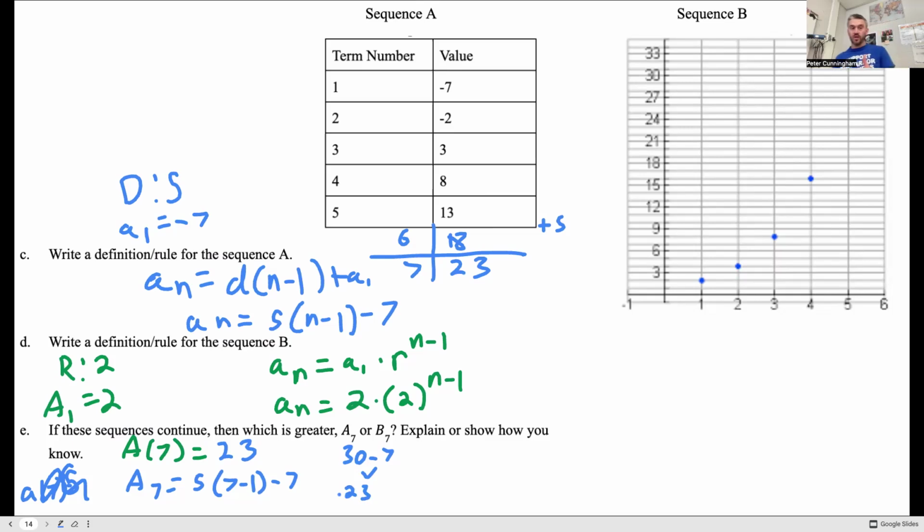So you could use the formula, or you could just simply build on what you've already done on the table. If you're just going from the 5th term to the 7th term, I'd probably just use the table. We did the 22nd term on the previous lesson. Probably use the formula for the 22nd term. But if you're just going 2 more terms, probably easy just to knock that out.